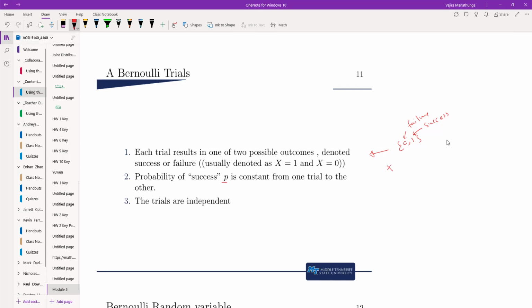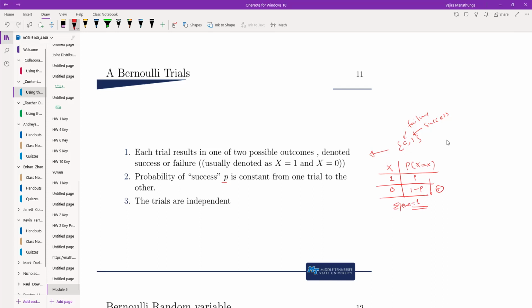So if I draw the probability distribution table, I would have something like this. X can be 1, let's say success, and it's going to be p, and then 0, which is the complement of that, 1 minus p. Remember that when you add these, it's going to be 1, the sum of probabilities.